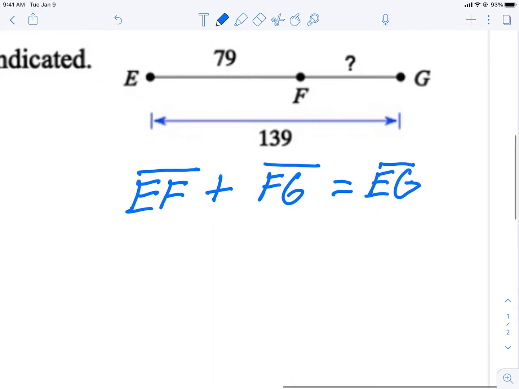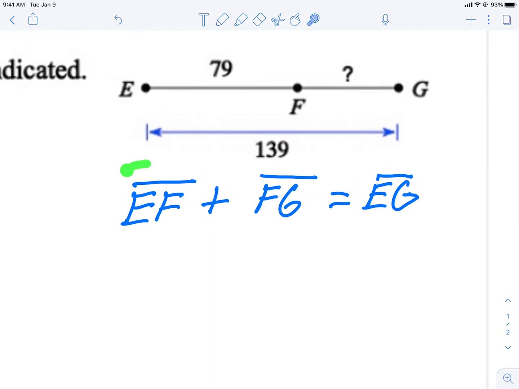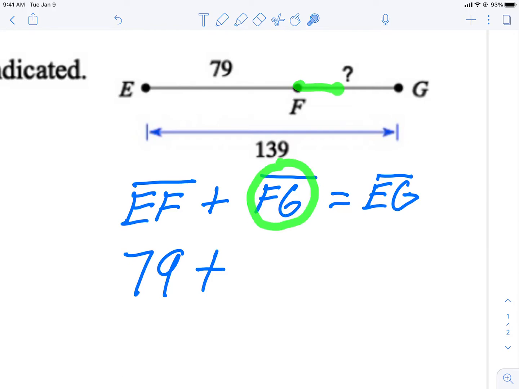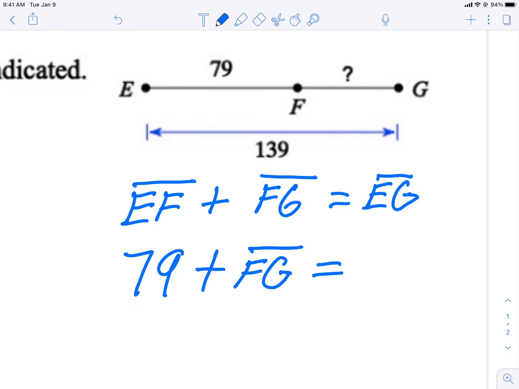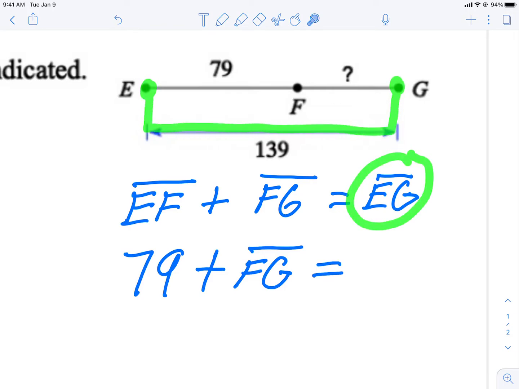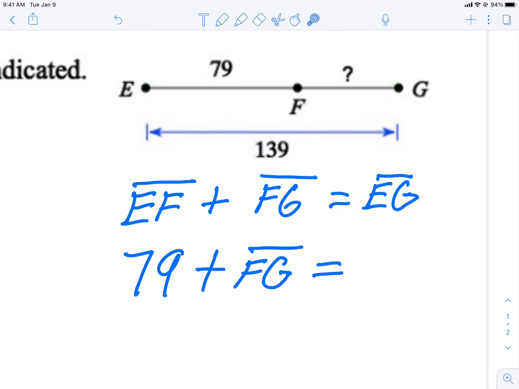So now we need to substitute what we have. EF, from E to F, is equal to 79. So we write here 79 plus FG. We don't know what F to G is, so we leave FG as is. It is equal to EG, which is E all the way to G, which is 139.